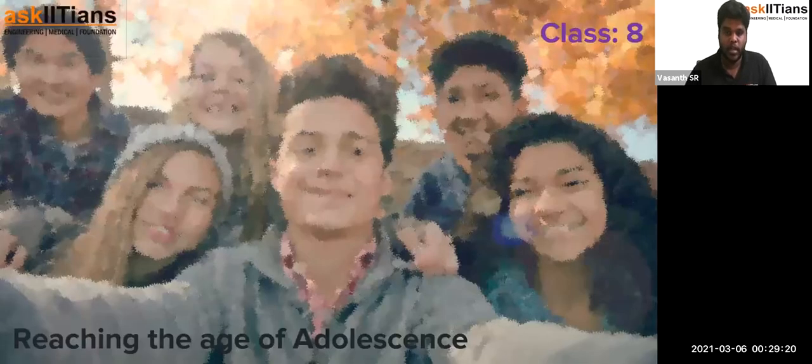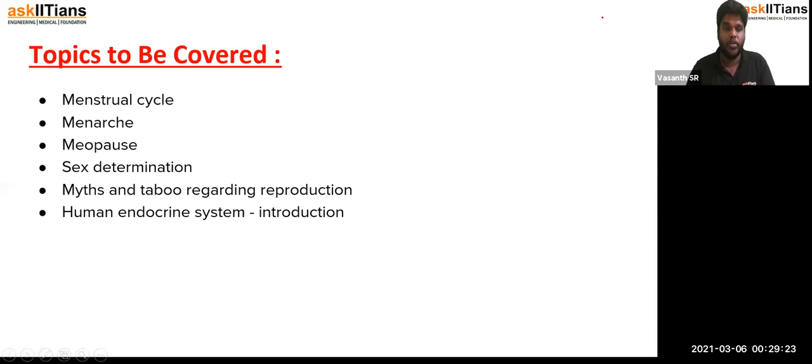So just allow me a minute. I hope everybody is able to see my screen. In this chapter, there are lots of things we are going to study, majorly the menstrual cycle, what is menarche and what is menopause. We are also going to discuss in detail what sex determination is, how it is done, what makes sex determination possible, myths and taboos regarding the reproduction process, and a little introduction to the human endocrine system. Let's jump into the first topic.